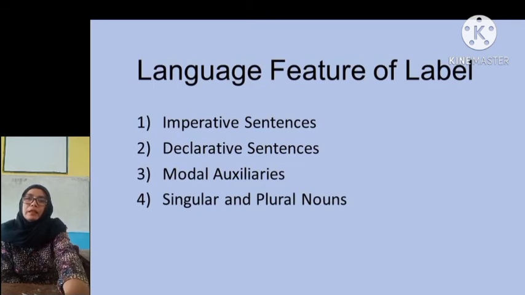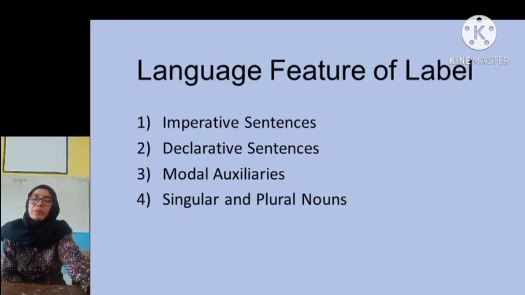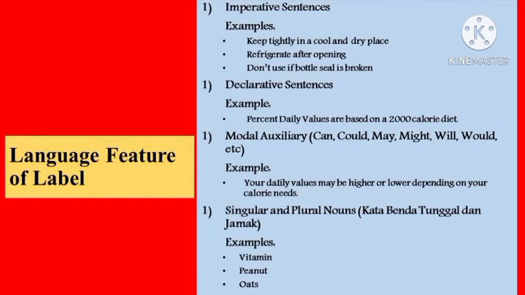Okay, and the next is about the language feature about label. Language feature used in label is the first is imperative sentence, and the second is declarative sentences, and the third modal auxiliaries, and the fourth is singular and plural nouns. Those are the examples of the sentences used in the label.